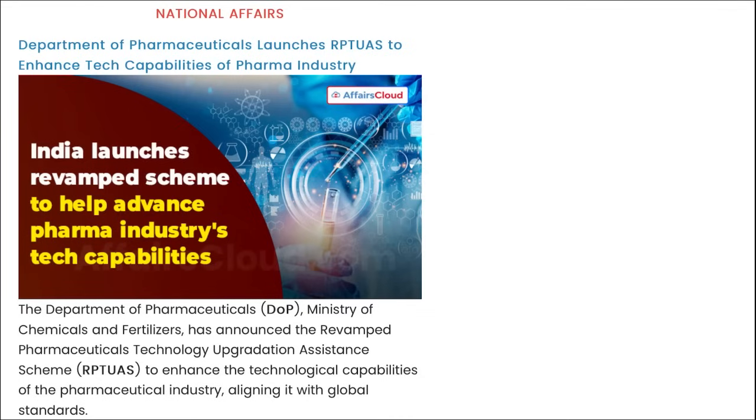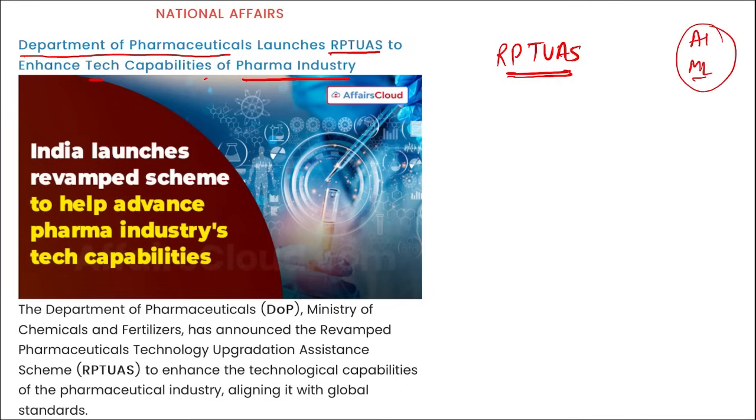Let's start. First, we are talking about national affairs, and in that too, we will be talking about the RPTUAS scheme. This was launched by the Department of Pharmaceuticals, and this scheme is to enhance the technological capabilities in the pharma industries so that we can incorporate new technologies such as AI and machine learning. With the help of these, new types of medicines and new types of drugs can be made, and with the help of this only, we can also discover new combinations that will help us kill the disease.